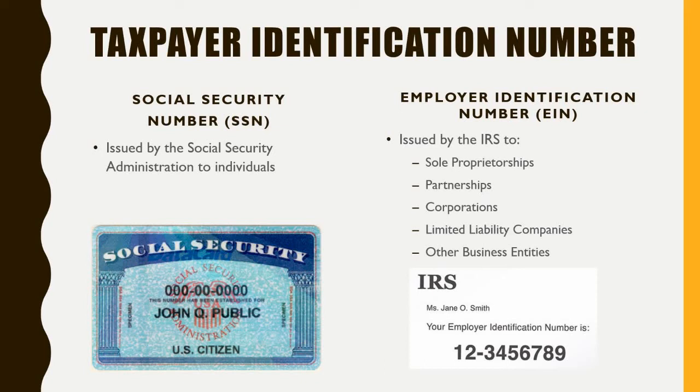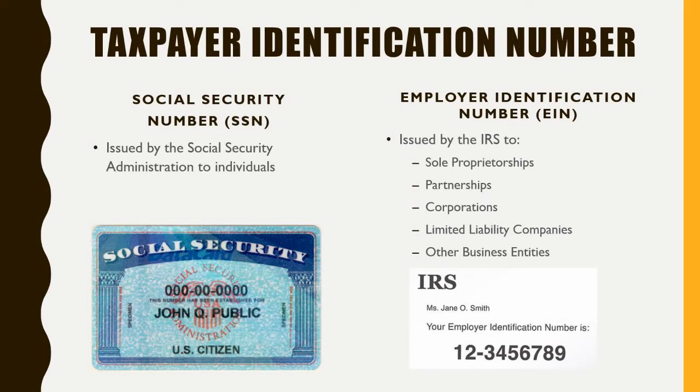So the social security card, as we can see here, is distributed by the Social Security Administration, okay? And it's for individuals, right? It's an individual identification number, right? And in the digits, it goes 3, 2, then 4. It's a total of 9 numbers, but it goes 3, 2, and then 4.